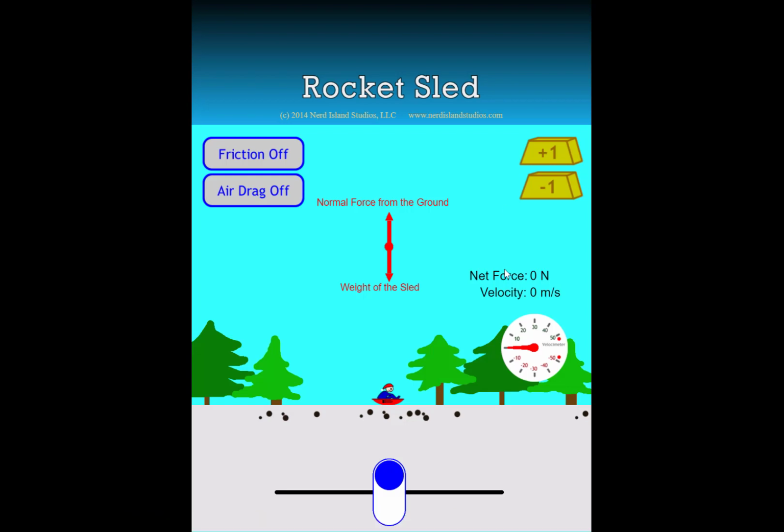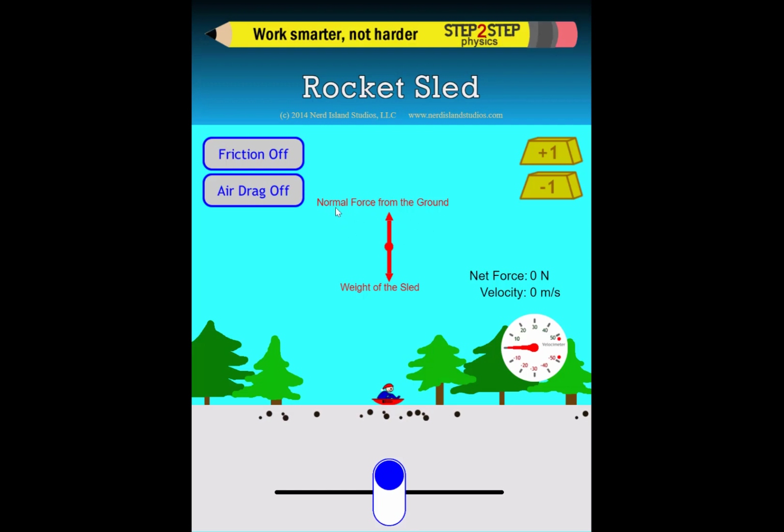Okay, let's take a look at the rocket sled simulation by the Physics Classroom to see the effect of forces on motion. Now notice the sled is not moving right now, but there are still two forces acting on it. They're labeled here. The weight of the sled pushes down, and the normal force from the ground pushes up. The sled doesn't move or accelerate or anything because these forces are exactly balanced.